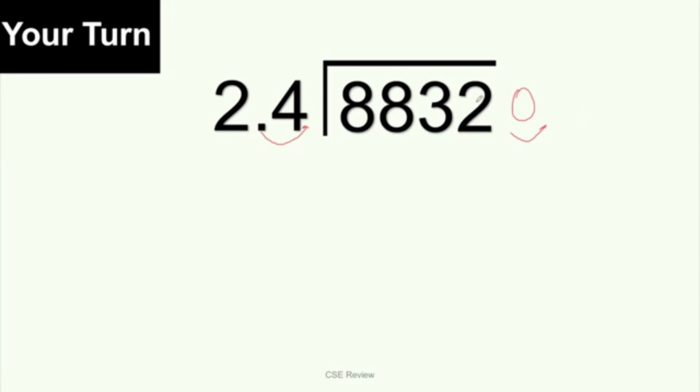So 24, okay, hindi siya syempre pwede sa 4 kasi lagpas-lagpas na siya doon. So you can start with 3. 3 is going to give you 3 times 24, which is 72. Okay? Yung 72 na yan, ibabawas natin siya sa 88. That will give you 16. Okay? So, after that, bababa natin ngayon yung 3. 163 na siya. 163 ngayon divided by 24.